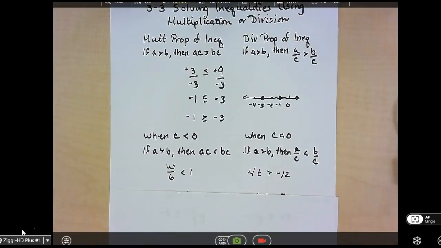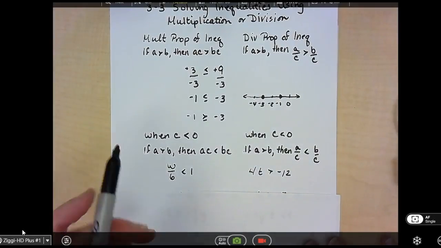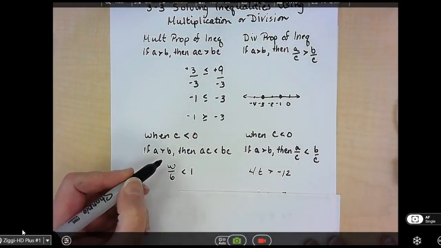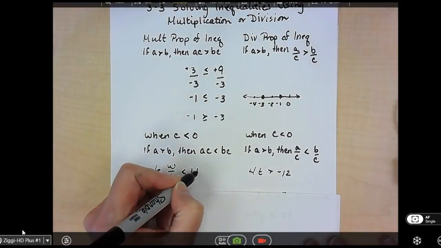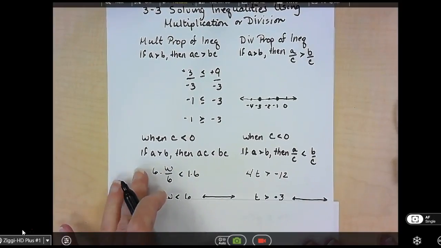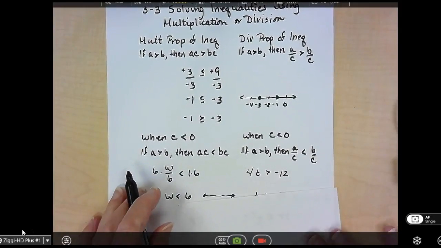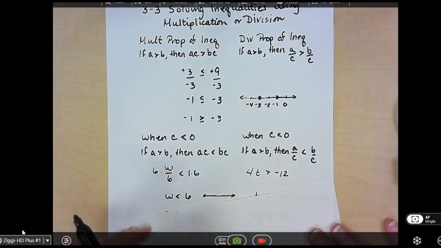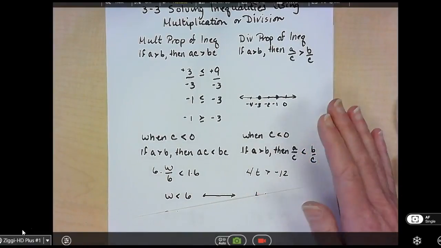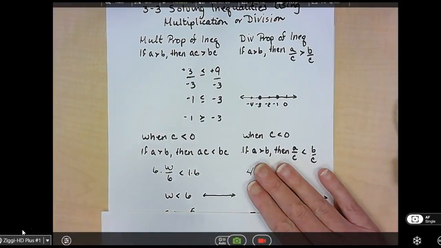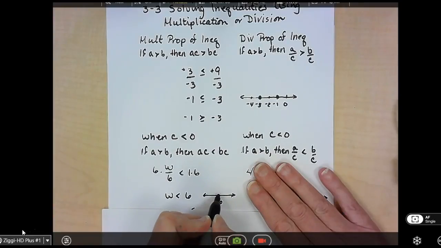So let's practice that a little bit. If we have W divided by 6, we just multiply both sides by 6, and we get W is less than 6. And so on my, I guess I shouldn't have put them side by side. Don't want to show you that answer. So on my graph at 6, I'm going to put my circle, and I'm going to go less than that direction. I don't need a bunch of numbers. That is fine with me if that's all you put.